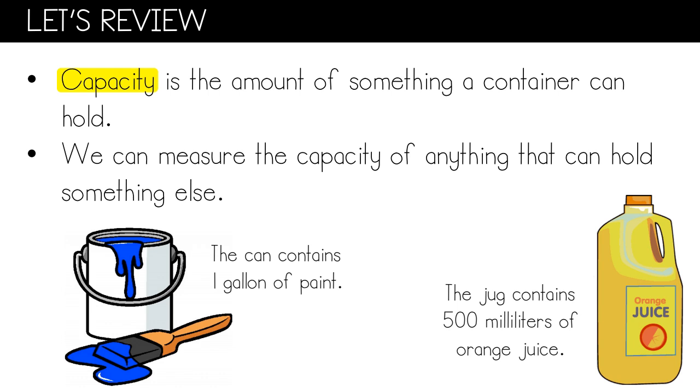Let's review. Capacity is the amount of something a container can hold. We can measure the capacity of anything that can hold something else. For example, looking at this gallon of paint, this whole can holds 1 gallon of paint. And if we look over at the orange juice, this jug contains 500 milliliters of orange juice. So the capacity of this jug is 500 milliliters.